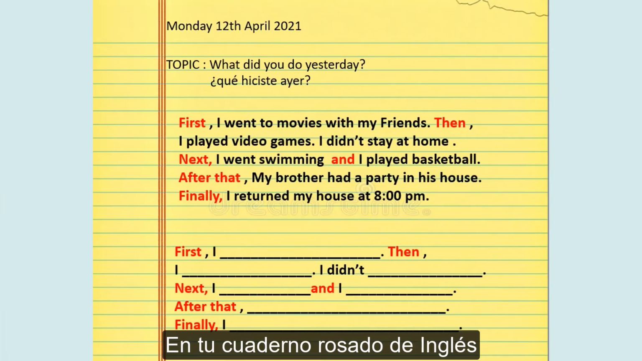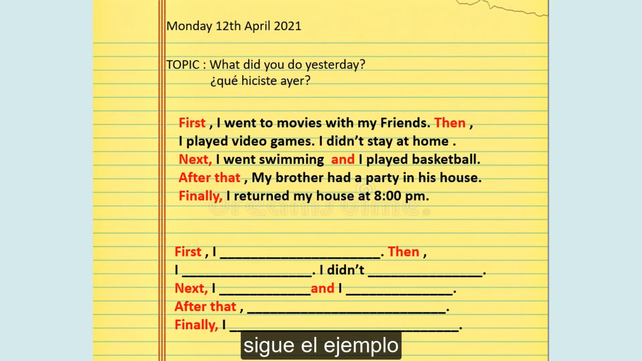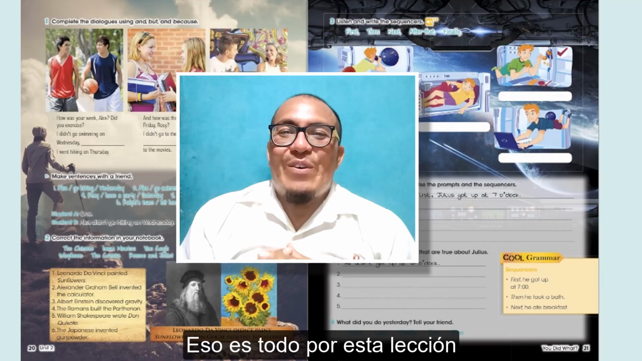In your English Pink notebook, write down what you did yesterday. Follow the examples and don't forget to use the verbs in the past, in affirmative and negative. Let's do it. That's all for this lesson.